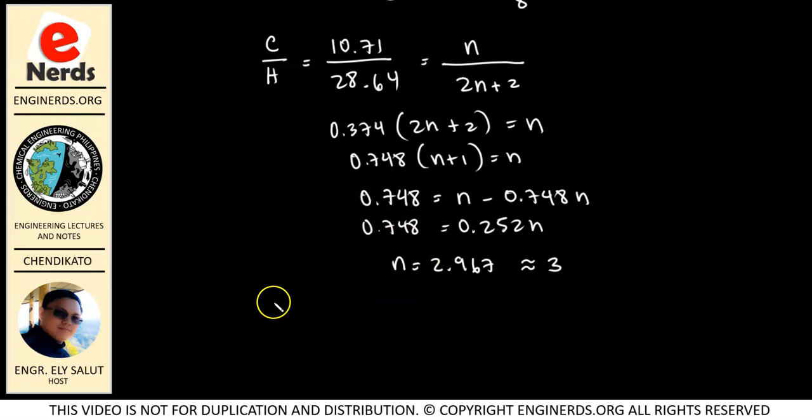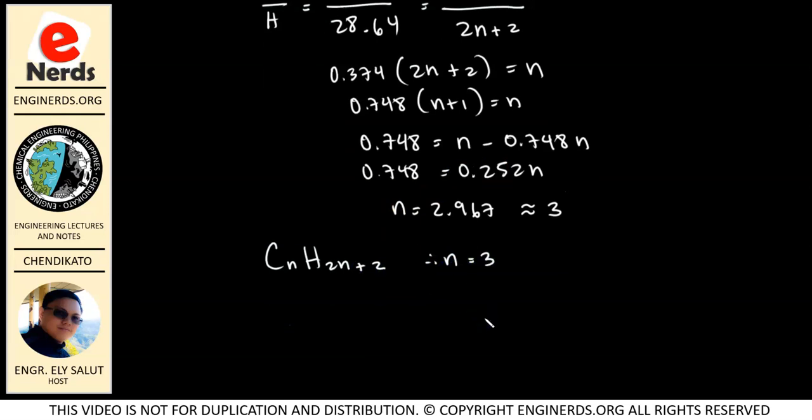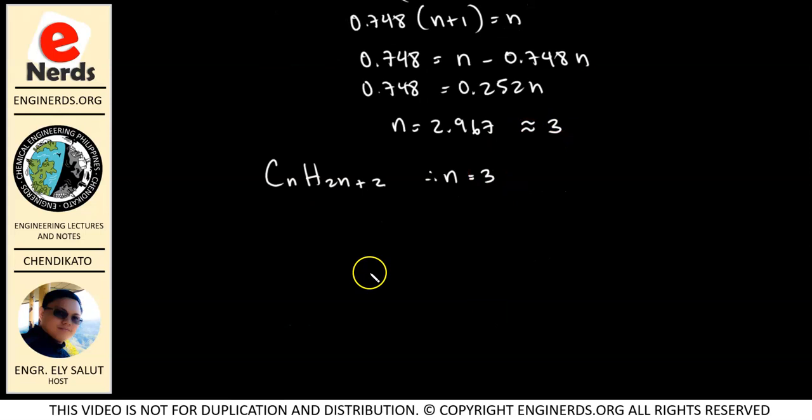What we need to determine is the formula for our hydrocarbon, CnH2n plus 2. Since our N is equal to, or almost equal to, 3, we have C3, and H is 2 times 3, which is 6, plus 2. So therefore, our answer here is C3H8, which is propane.